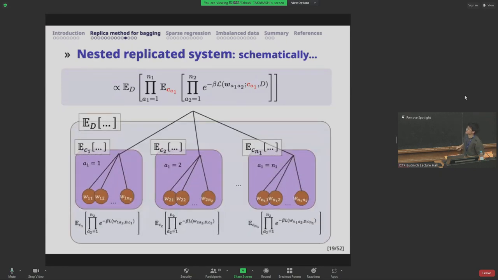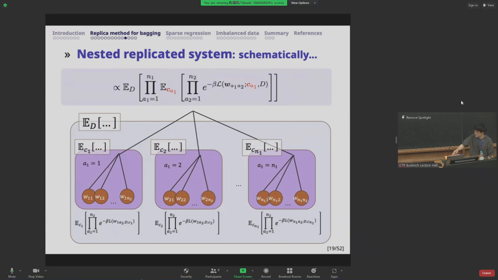Maybe we can visually show this randomized nested Boltzmann replicated system. Inside each purple box, the Boltzmann factors share the same random variable C1, and these Boltzmann factors are multiplied and averaged over C1, and the other purple boxes are the same. And then we multiply these averaged Boltzmann factors, and finally take the average over D.